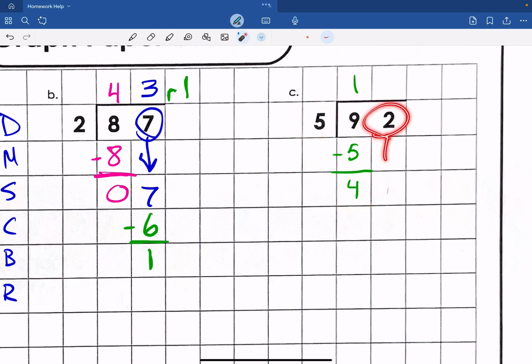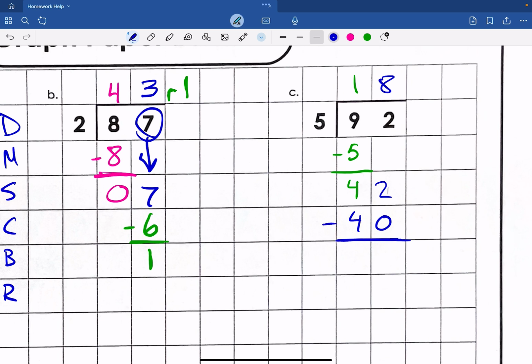I have a 2 I can bring down, so let's do that. Bring down my 2, and now I'm asking how many times can 5 go into 42? 5 can go into 42 8 times. I know that because 8 times 5 is 40, and 9 times 5 is 45. 45 is too big because I can't go bigger than 42. So I'll go to the next smallest one, which was 5 times 8. So here we go. 5 goes into 42 8 times. 8 times 5 equals 40.